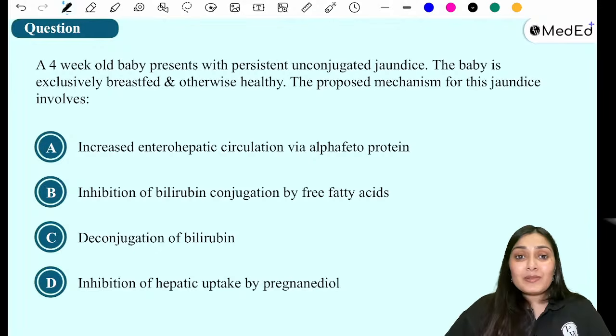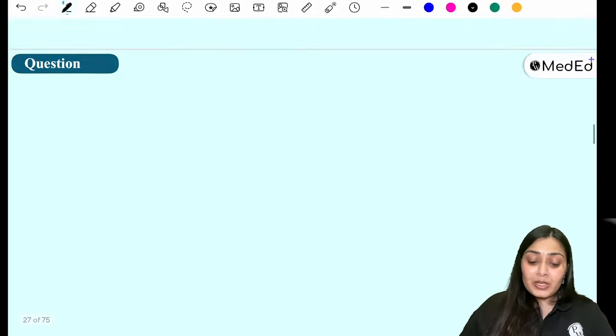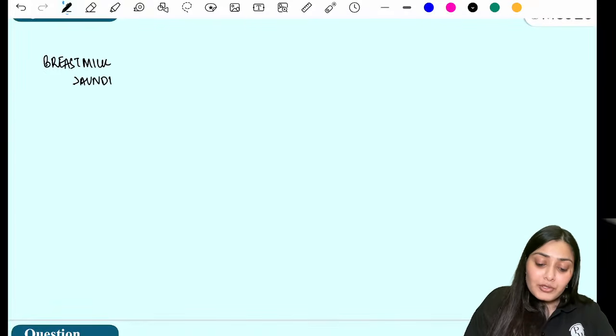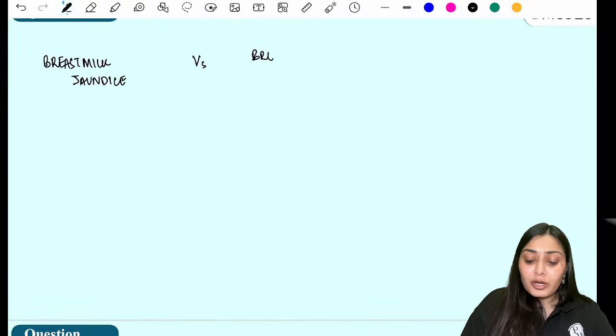So what is this? What type of jaundice is this? This is an exclusively breastfed baby who is healthy but at 4 weeks still has unconjugated jaundice. So what is this? This is nothing but breast milk jaundice. So let us just revise these two terms which are associated with breast milk. Breast milk jaundice versus we have breastfeeding jaundice.